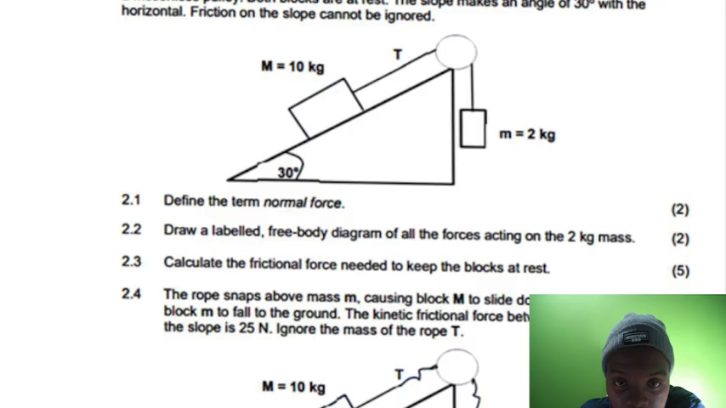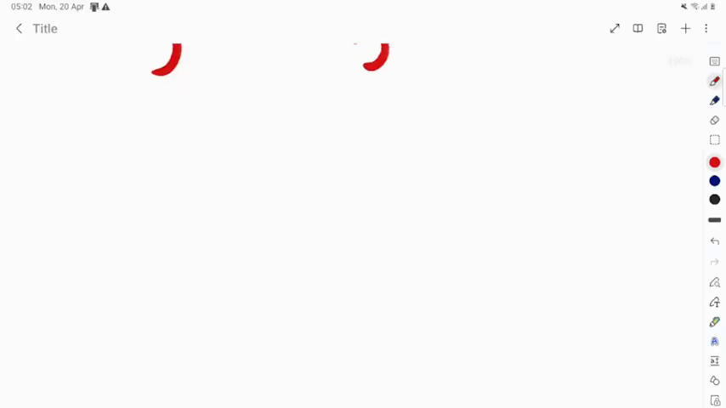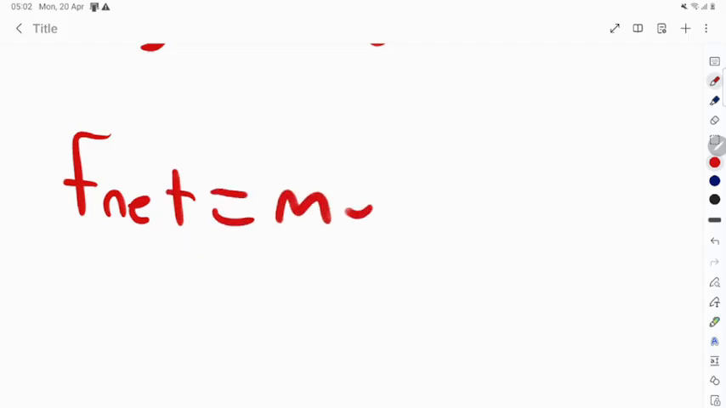Okay, calculate the frictional force needed to keep the block at rest. So we need to calculate the frictional force needed to keep the block at rest. We've already been told from the previous statement that the block is at rest, so we know for a fact that the block is not moving. So because we need to calculate the frictional force needed to keep the block at rest, we can calculate the frictional force at this point where the 10 kg block is, because at this point the block is not moving. So then F net is equal to MA.